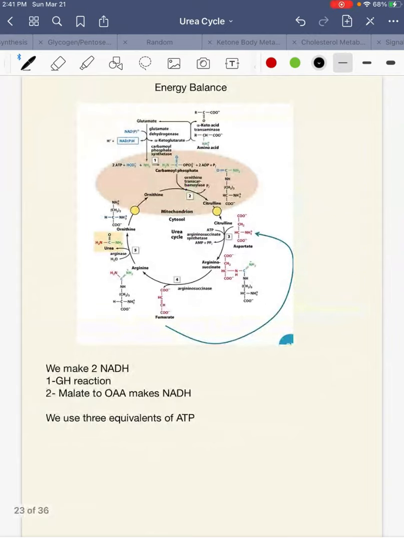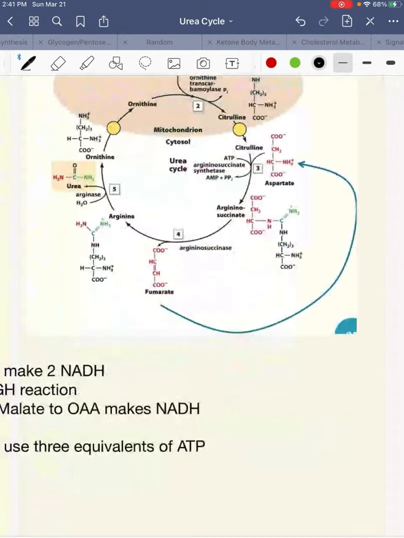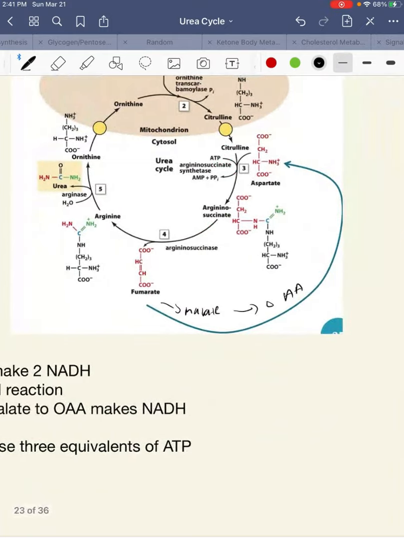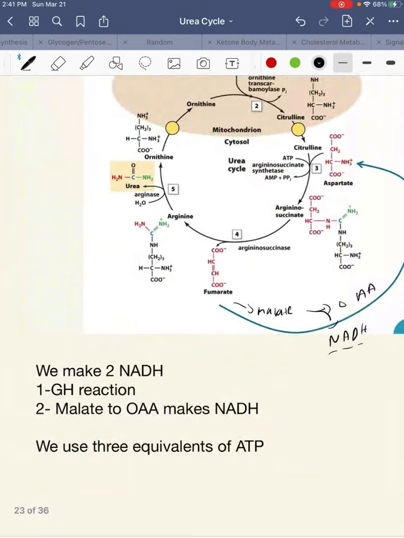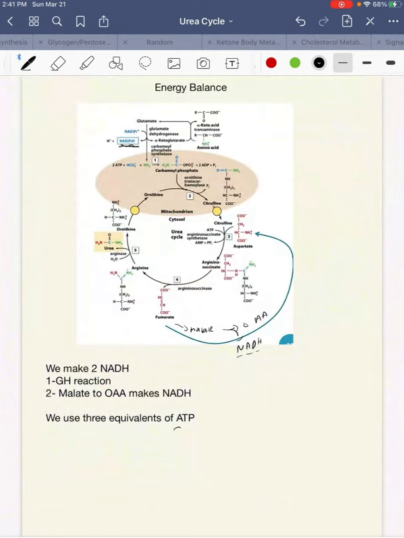Okay. So let's talk about energy balance. Remember, we get one NADH up here. That can go into the ETC, and then it can be used to make energy. And then when we go from fumarate to malate, we'll eventually go to oxaloacetate, and then oxaloacetate can be transaminated to aspartate. Remember, from malate to oxaloacetate, we make NADH. So we make a second NADH down here. We make another one up here. So we make two NADHs, and we use 3 equivalents of ATP. Remember, one NADH gives you 2.5 ATP.